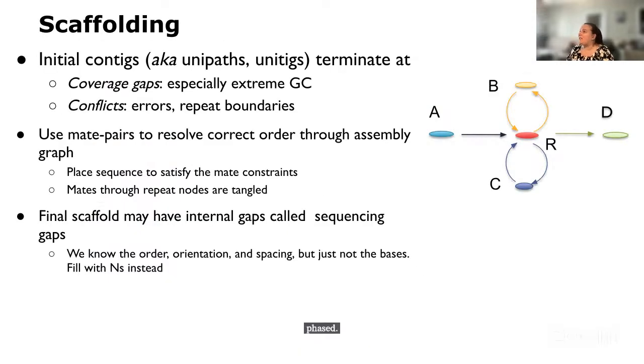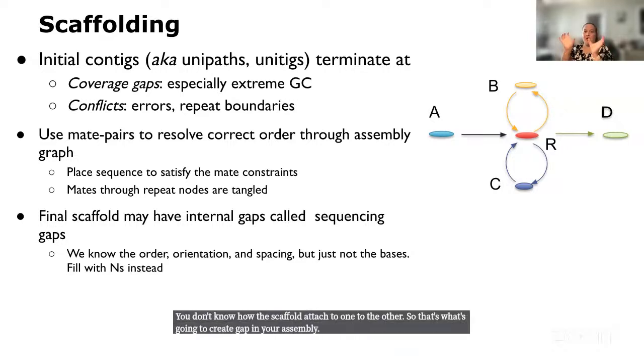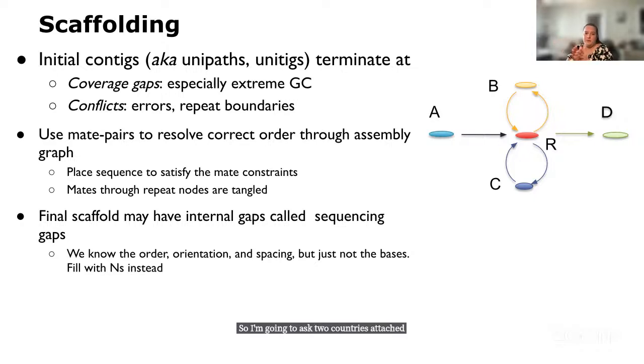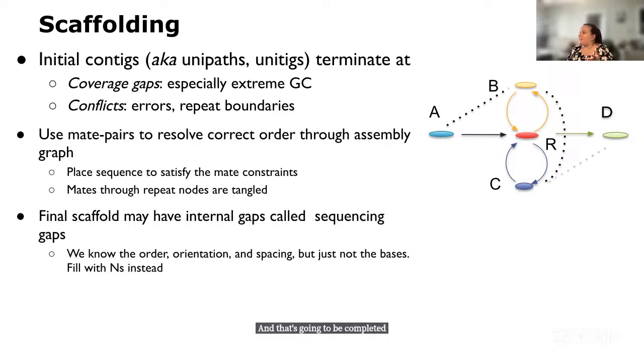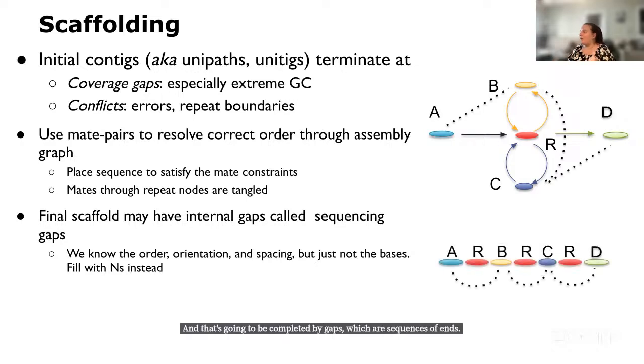Then you have the scaffolding step where we're using Hi-C data, and this allows us to organize the contigs together. And so these are, as I said, large-scale information. So you don't know how the contigs attach to one another. So that's what's going to create gaps in your assembly. So you're going to have two contigs attached together with a sequence we don't know how long, and that's going to be completed by gaps, which are sequences of Ns in the genome.